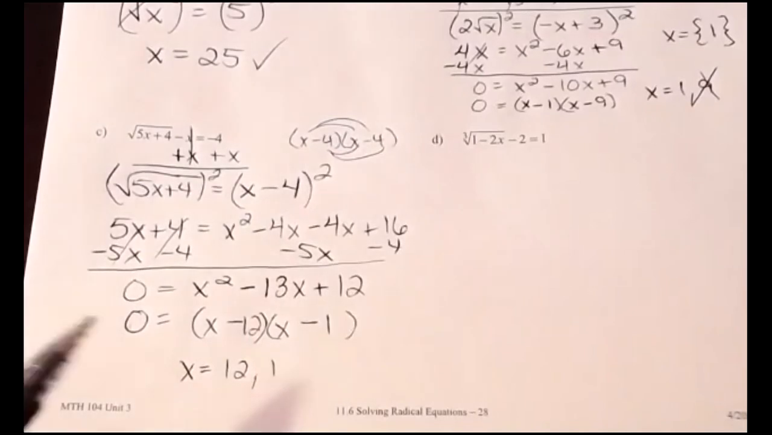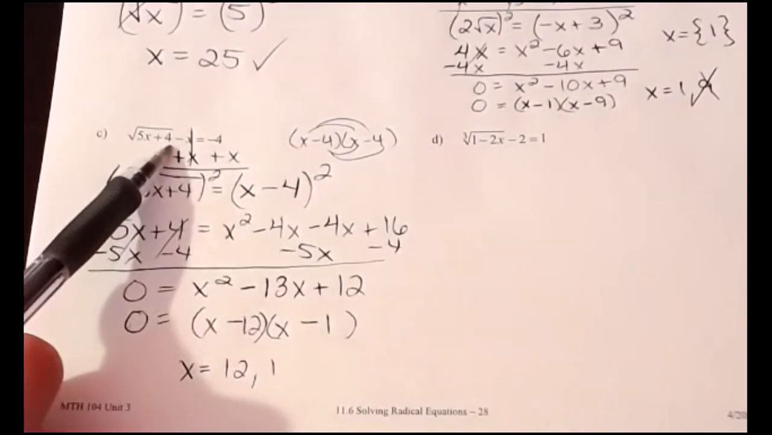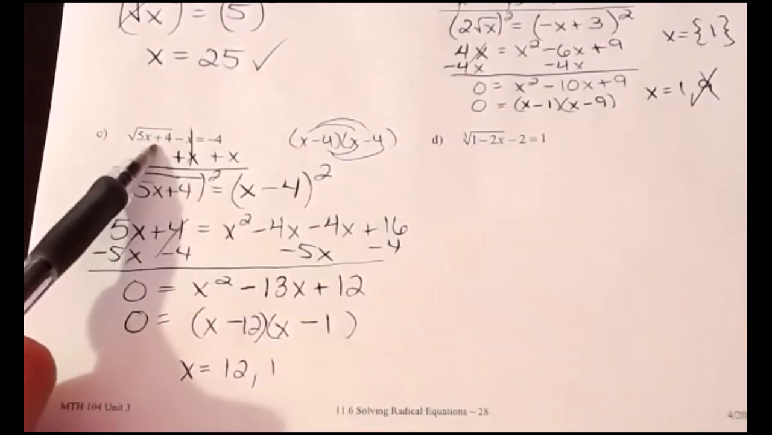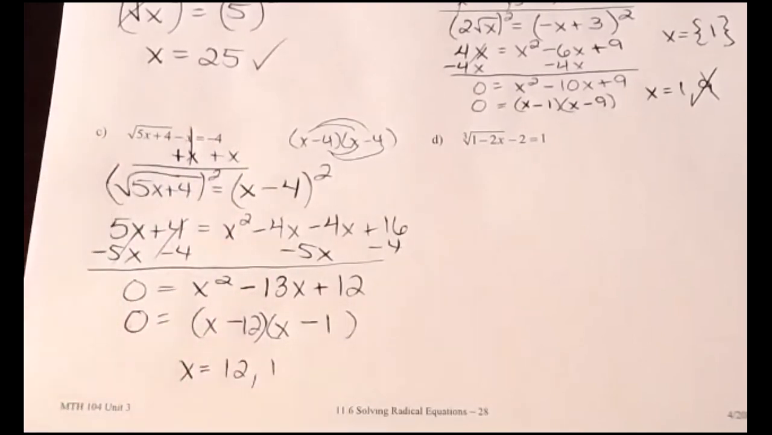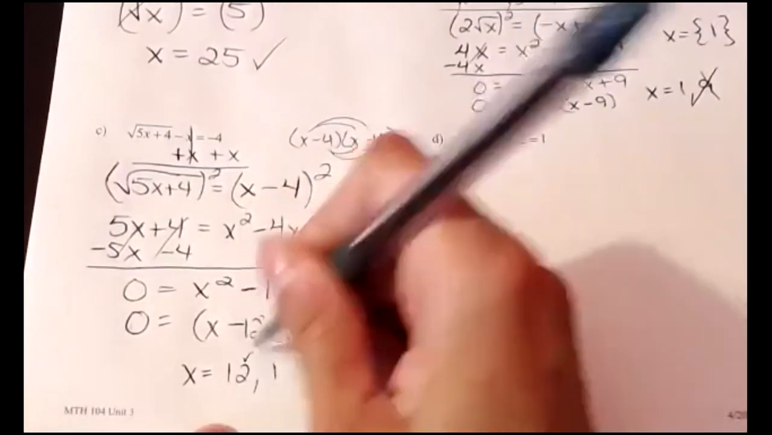Good. Let's check it. Let's punch this in here. So 5 times 12 is 60. 60 plus 4 is 64. Square root of 64 is 8. 8 minus 12, we get negative 4. So that actually checks out. So this one looks good so far.